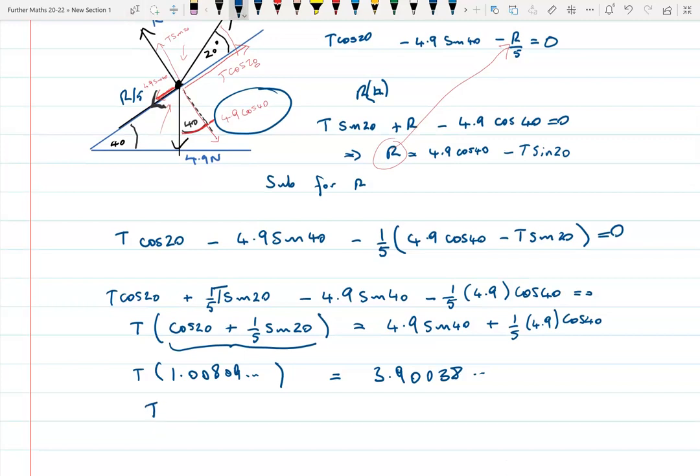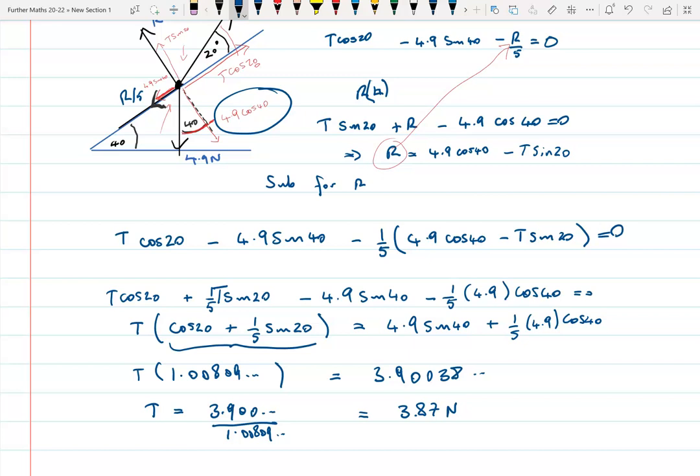So dividing the two, we'll get t equals 3.900 over 1.008. Make sure you use exact values, or use the memory, or store them in some way so that we're not getting any inaccuracy. But to three significant figures, that's going to come to 3.87 newtons. Okay, so that's the first part of the question done.